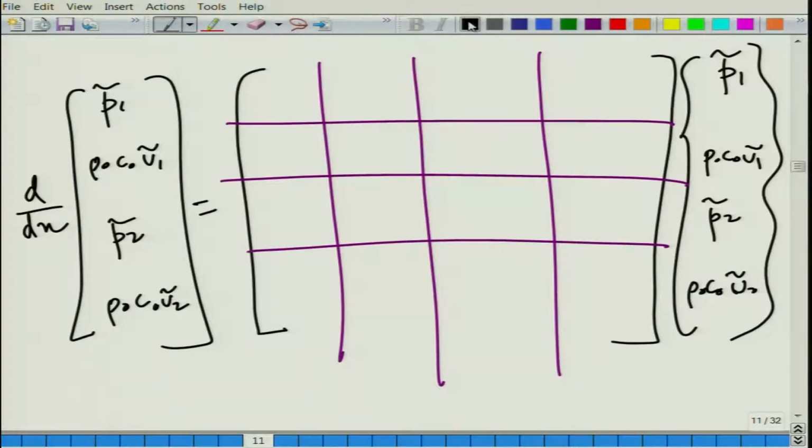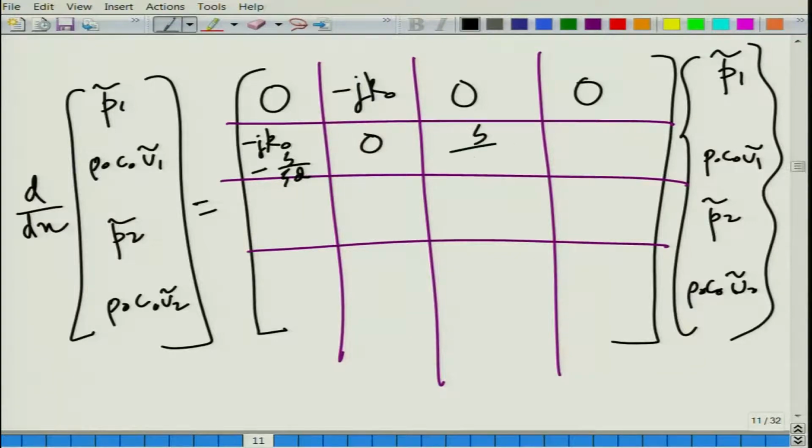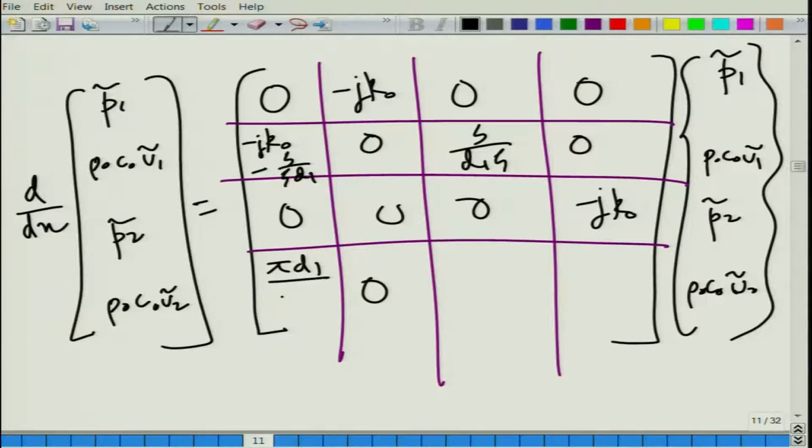Okay. So, this will become 0, minus j k naught, 0, 0, minus j k naught, plus, or rather just minus 4 by zeta d naught, zero, 4 by d1 zeta, 0, minus j k naught, 0, 0, 0, 0, and pi d1 by pi S zeta, minus j k naught, minus pi d by S zeta and minus 1 by S into this. Okay. So, we get this sort of a thing.